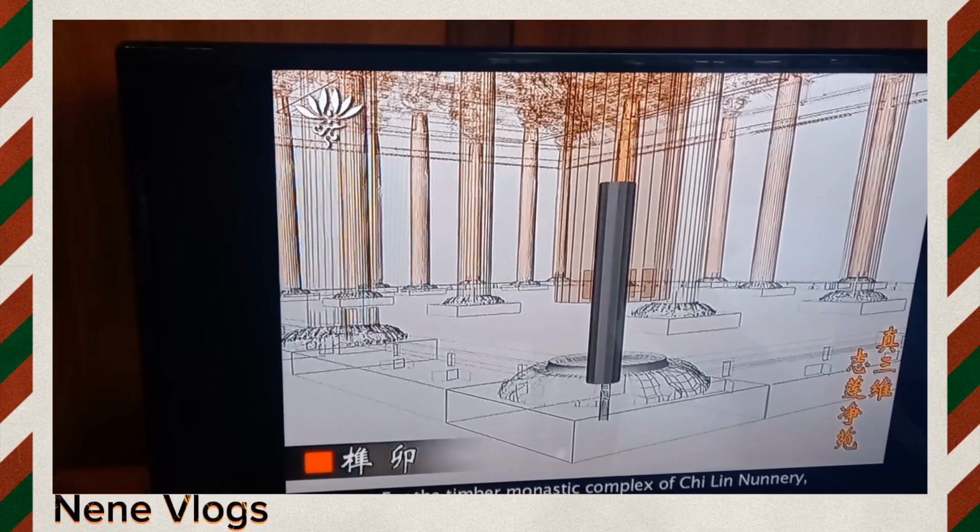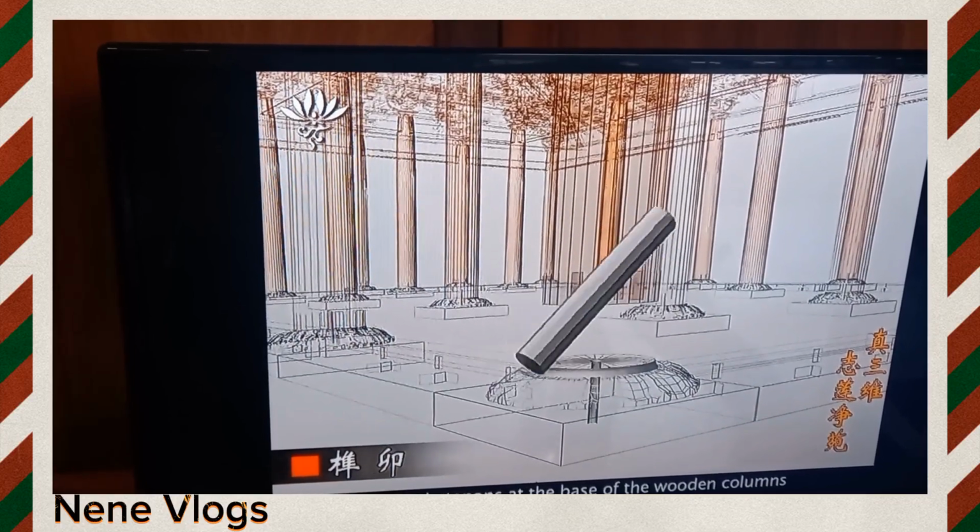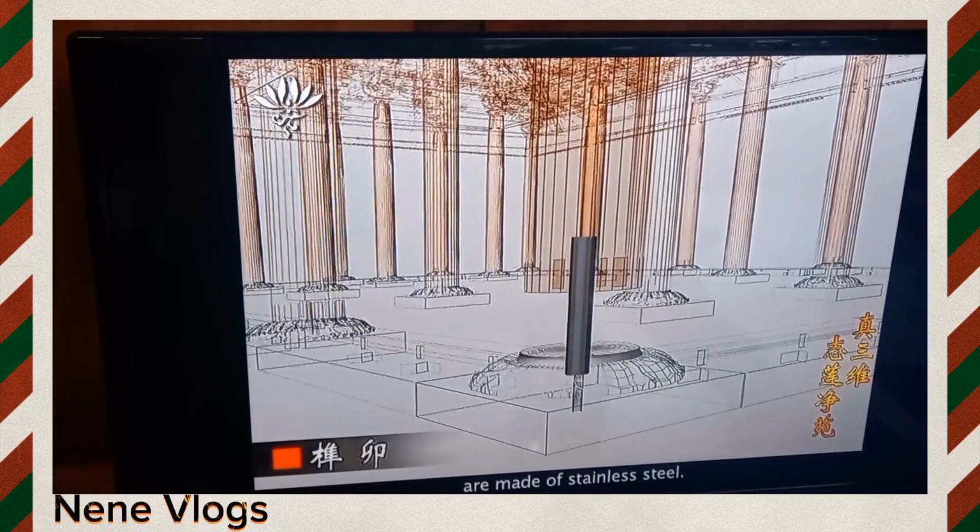For the timber monastic complex of Qilin Nunnery, the pin tenons at the base of the wooden columns are made of stainless steel.